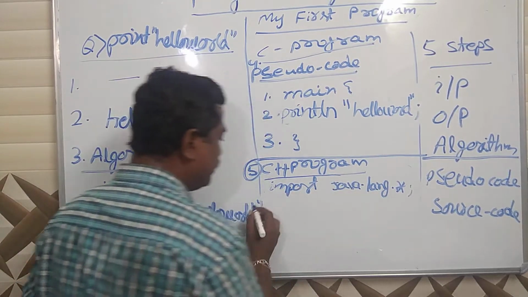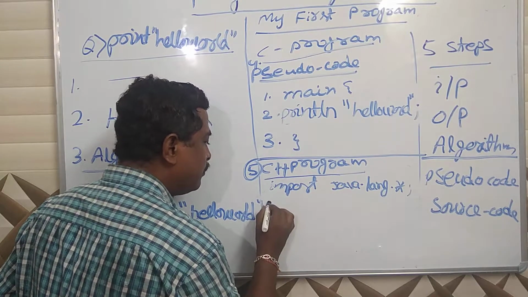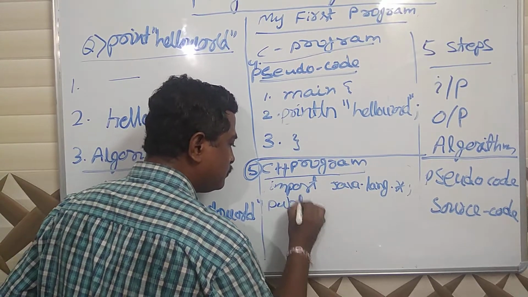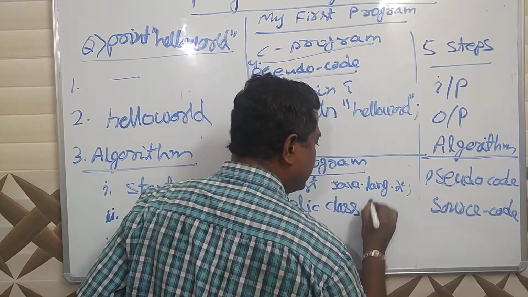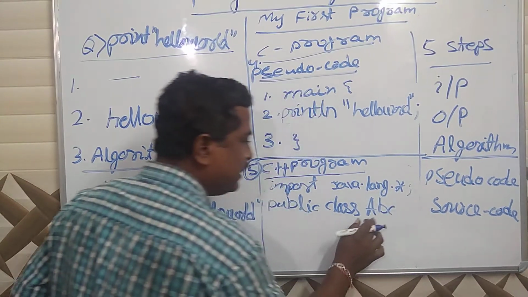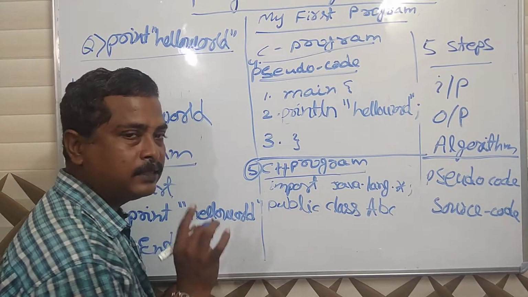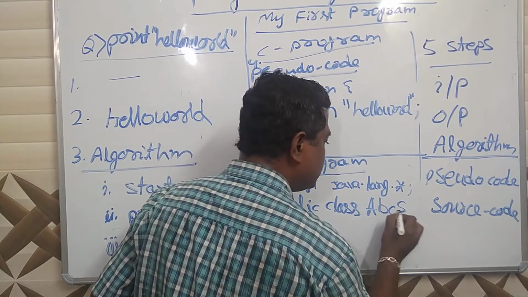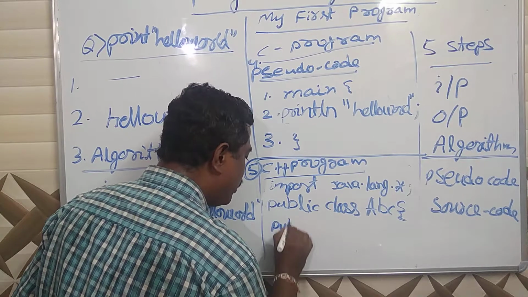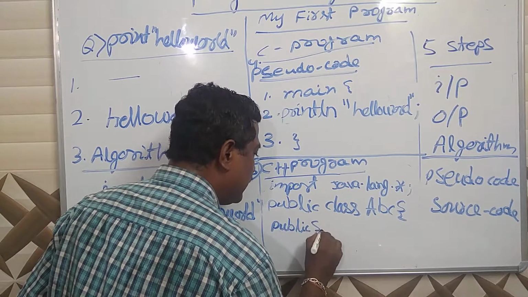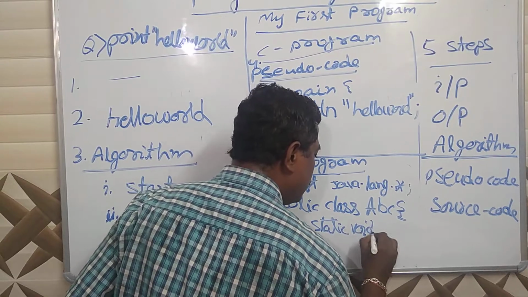After this statement, to start a Java program, write public class, then a class name. When you are writing a class name, the first character must be capital. It is a rule, or else there will be a syntax error. Then opening curly bracket. Then public static void main.